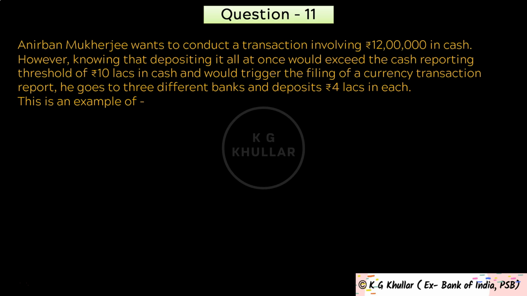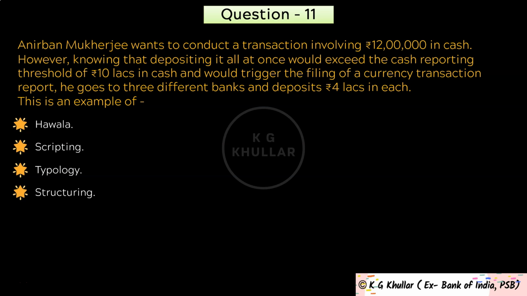Next question is, Anirban Mukherjee wants to conduct a transaction involving Rs 12 lakhs in cash. However, knowing that depositing it all at once would exceed the cash reporting threshold of Rs 10 lakhs and would trigger the filing of a currency transaction report, he goes to 3 different banks and deposits Rs 4 lakhs in each. This is an example of, and the first option is Hawala, then second option is scripting, then third option is typology, and last option D is structuring.